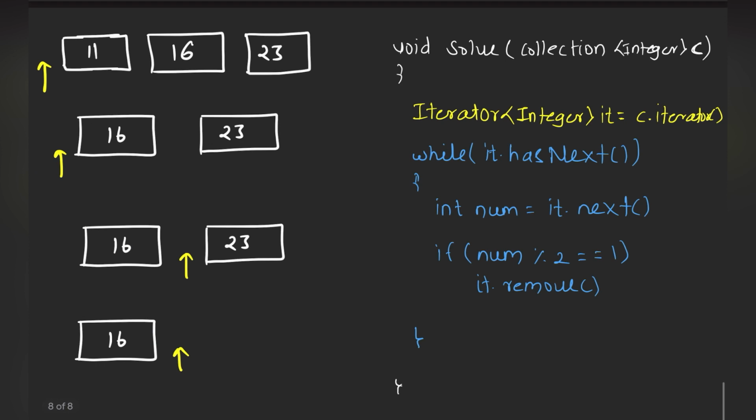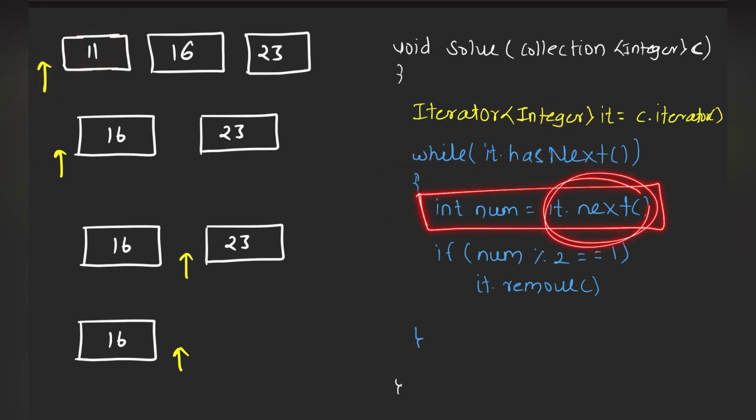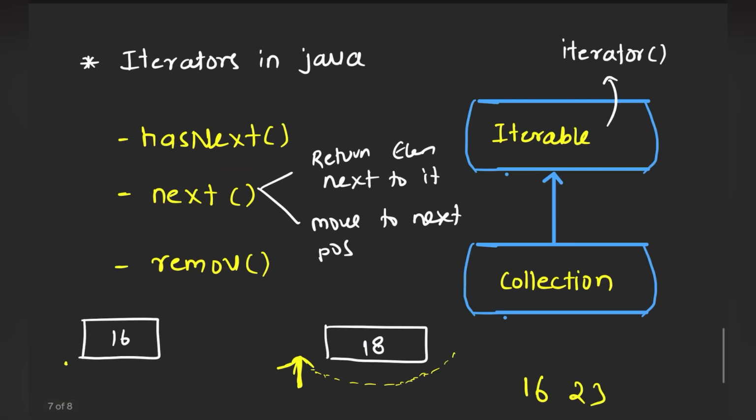Basically my iterator is standing previous to the element, and I call hasNext. It checks, does it have an element next to it? Yes, I have the element. Therefore, it will return true. The condition gets satisfied and it will come over here. Now we'll be executing this line. And what do we have next? As I told you, next performs two things at the same time: it returns the element to the right of it and moves to the next position.